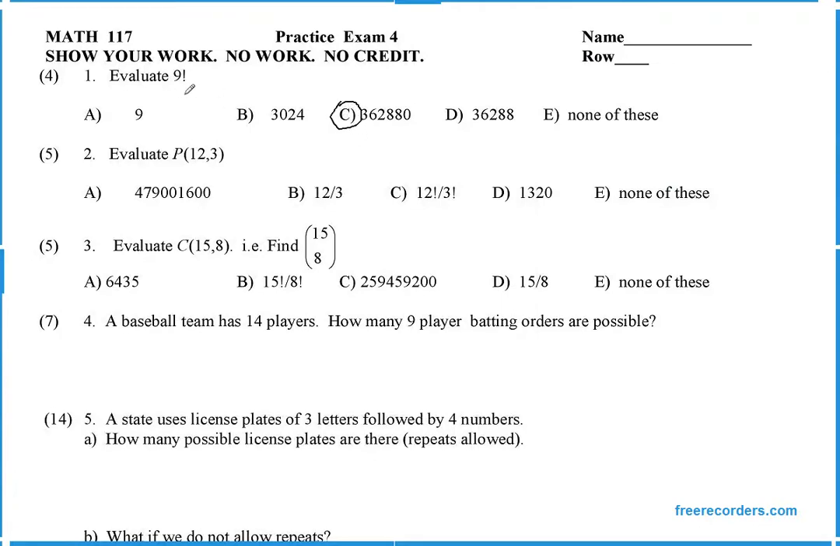And remember what 9 factorial is telling us? That's telling us the number of orderings of 9 objects. And remember that 9 factorial means 9 times 8 times 7 times 6 times 5 times 4 times 3 times 2 times 1. Multiply all the way down to 1.